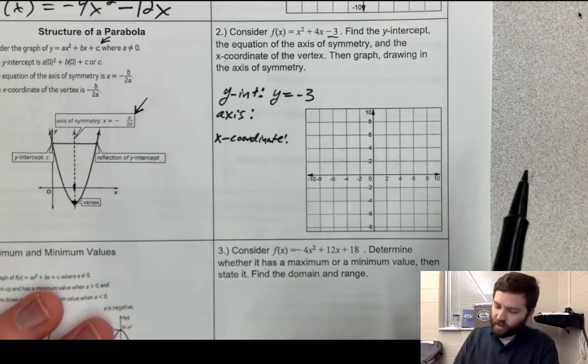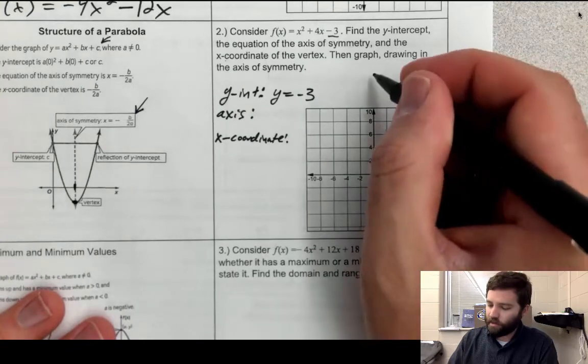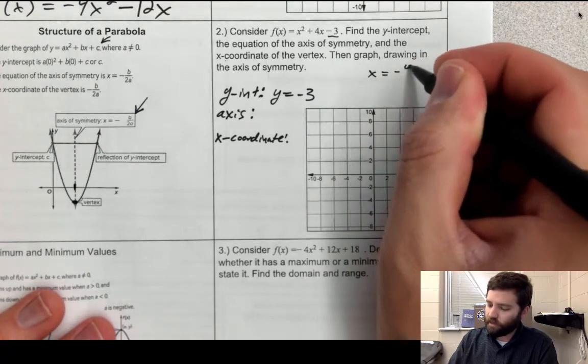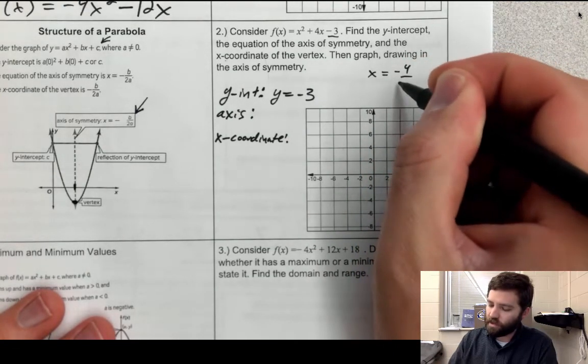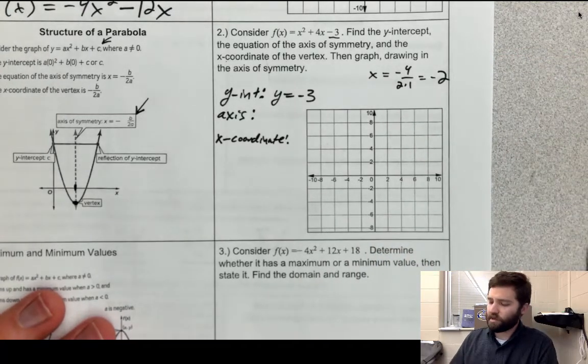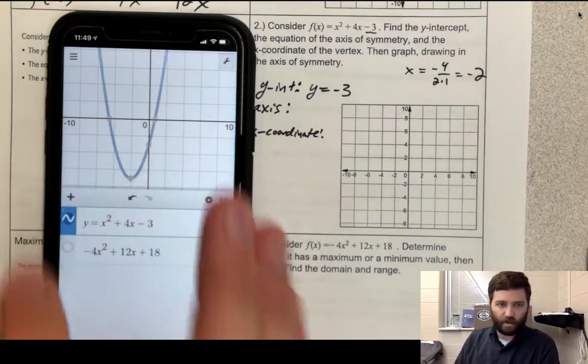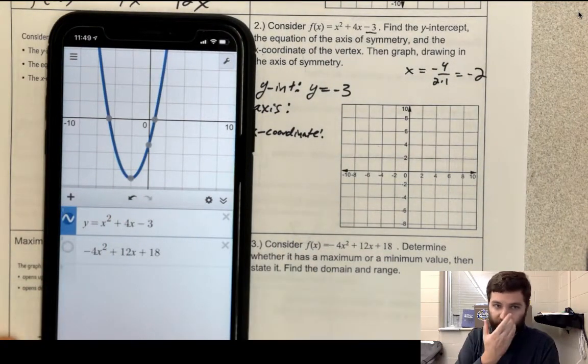The axis of symmetry, we can compute that over here, negative b over 2a. So that would be x equals -4 divided by 2a, which would be 2 times 1. So it's going to be -2. But I think we should just take a look at the graph real quick. I have it already typed into Desmos here. So this is what the graph looks like.